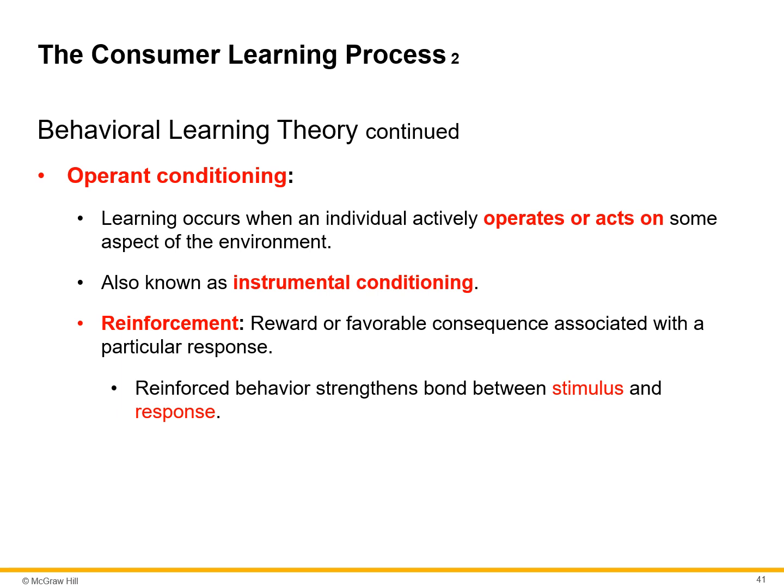There's also the behavior learning theory about operant conditioning. We talked about classical conditioning. There's also instrumental conditioning, or operant conditioning. What is operant conditioning? Learning can occur when an individual actively operates or acts on some aspect of the environment. That's what we call operant conditioning. The learning can take place when an individual actively acts on something, operates on some aspect of the environment, then we can achieve learning. That's what is called instrumental conditioning.